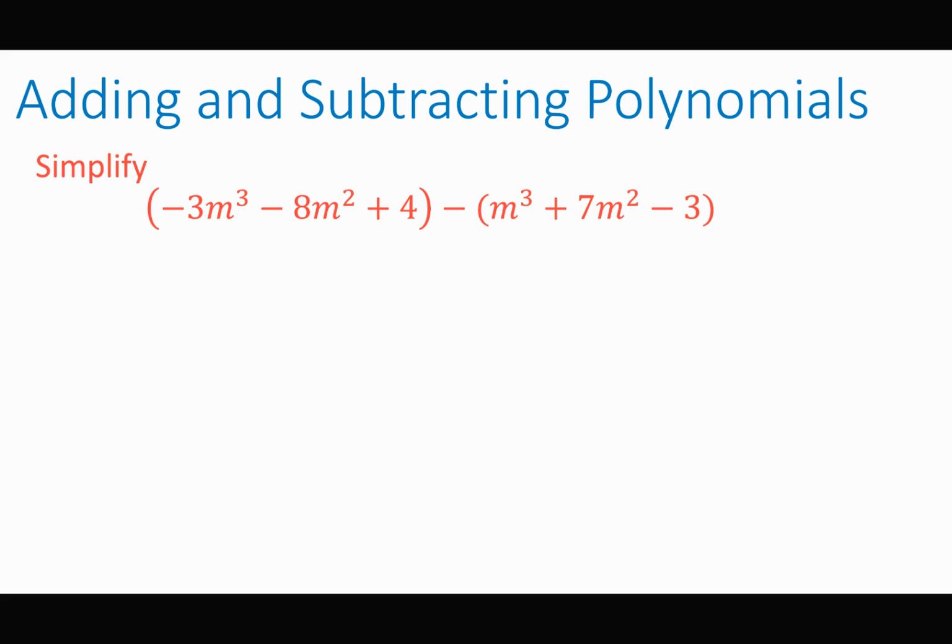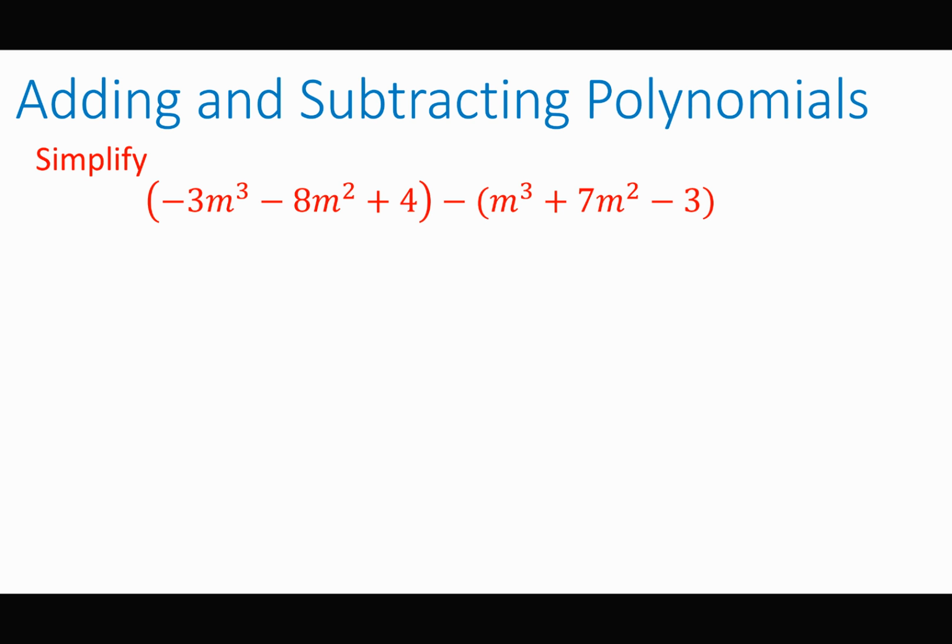Okay, adding and subtracting polynomials, we've done this, so I'll probably go through this one a little faster. Adding and subtracting, all we do is combine like terms. There's nothing else we need to do. We don't have to play with the exponents at all. We leave the exponents alone, but we can combine. So if I look at negative 3m cubed minus an m cubed, I would have negative 4m cubed.